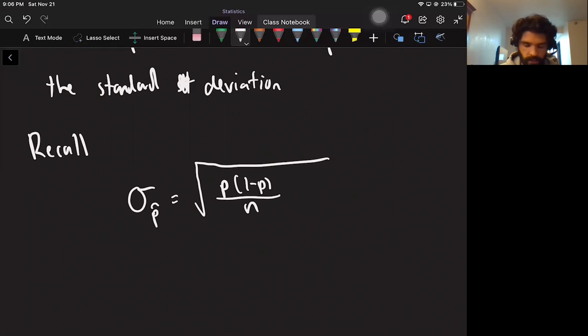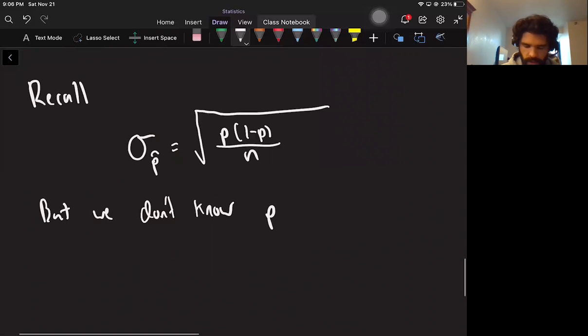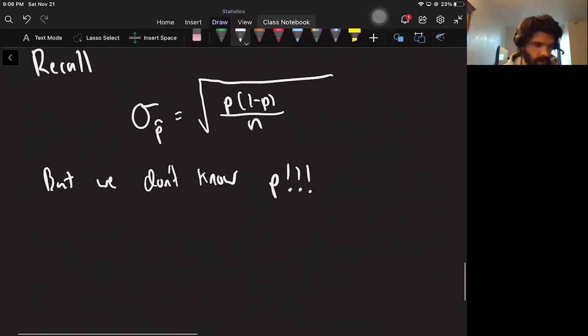And this time we don't know the proportion. So we don't know P, that's not given to us like it was in those other problems. And then we used it to get the standard deviation. We don't know this, that's the whole point of confidence intervals. We don't know the true proportion, we're trying to estimate the true proportion with our sample. So how the heck am I supposed to calculate the standard deviation if I don't have this number?